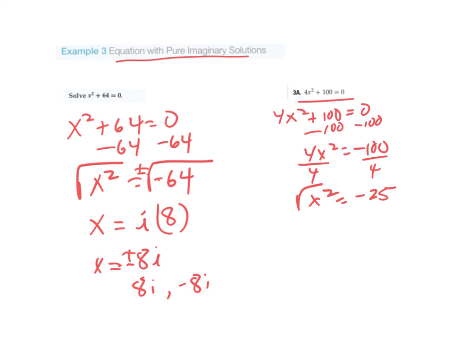And now I take the square root. And anytime we take the square root, we'll have a plus minus. So this will leave me the x equals plus minus. And we know we're going to have an i because of the negative. And the 25 will be 5. So writing this properly, I always write the number first, then i. So I have plus minus 5i.